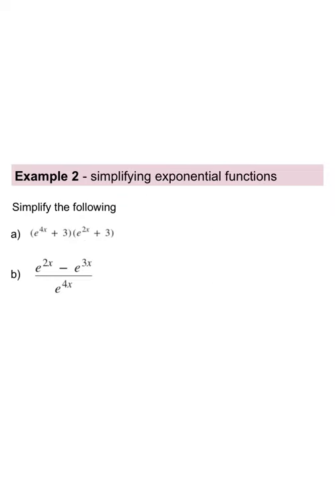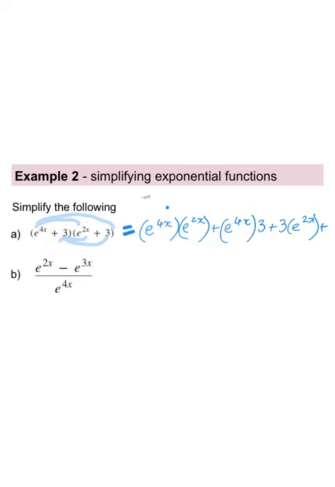Okay, to expand and simplify, we use the FOIL method that we've used previously, where we multiply first and then last and then inside and then outside. So then we have e to the power of 4x times e to the power of 2x plus e to the power of 4x times the 3 plus then 3 times e to the power of 2x plus 3 times 3, which is 9.